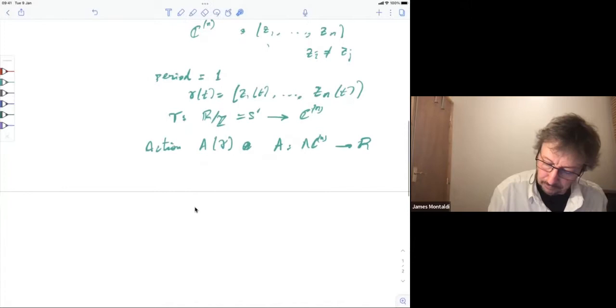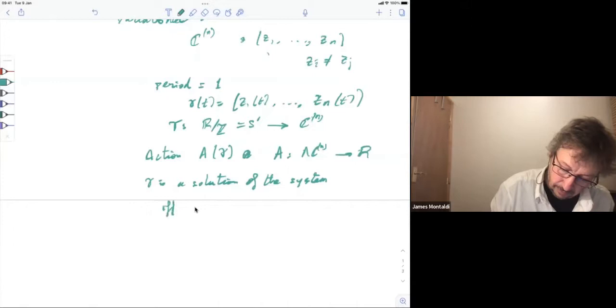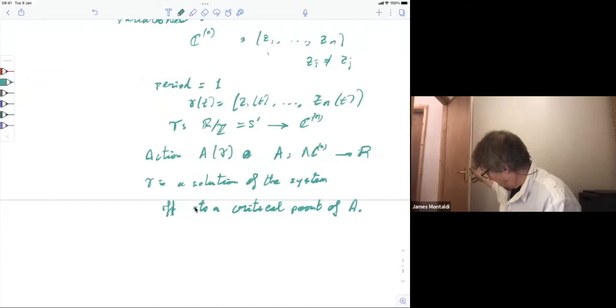So the theorem, the variational principle, is that gamma is a solution of the system if and only if it's a critical point of this action function.